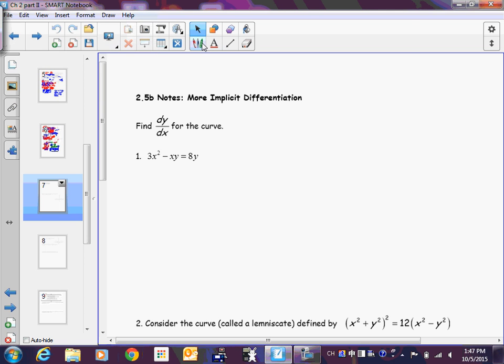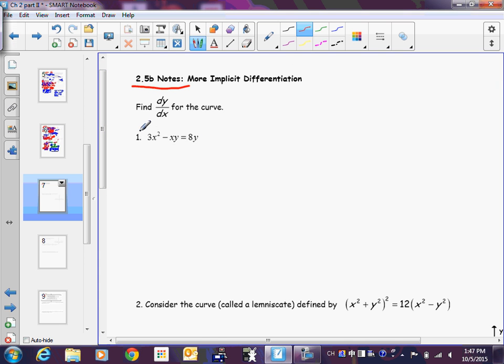Okay, so let's finish up this problem. You guys already started. This is the last notes of more implicit differentiation, so please ask questions as we get to them. Okay, first of all, you guys have slept a few times since we've done this, so remember that you're deriving with respect to x.